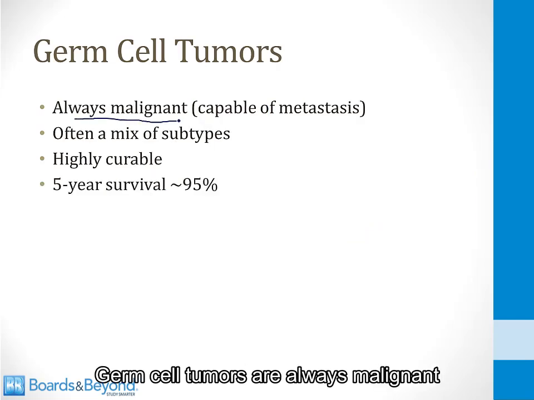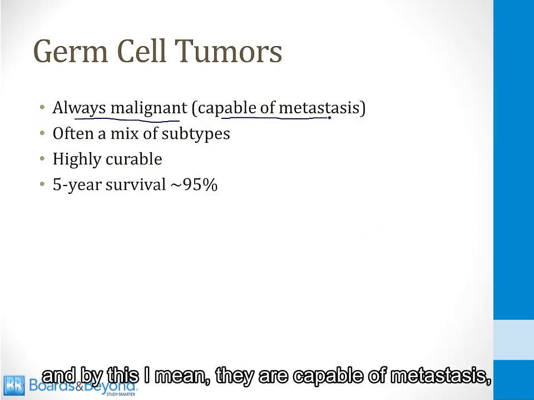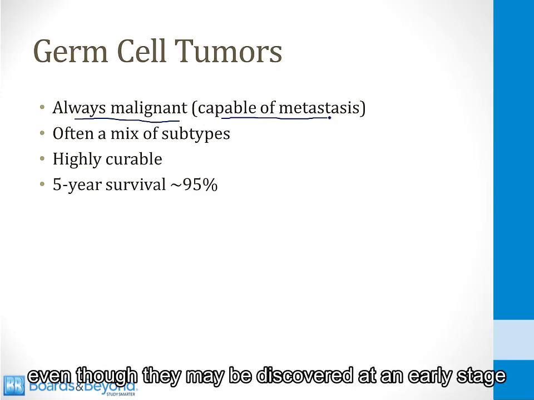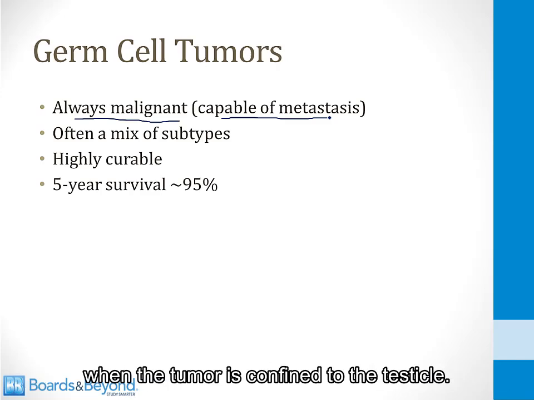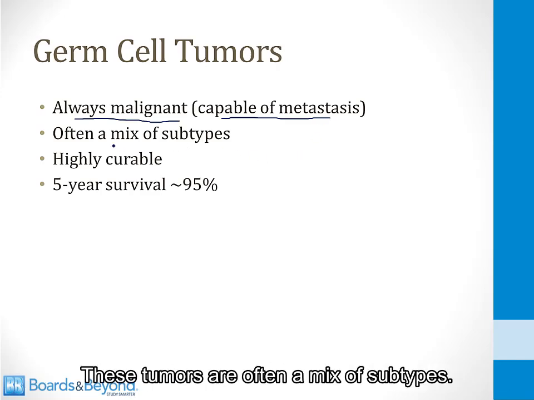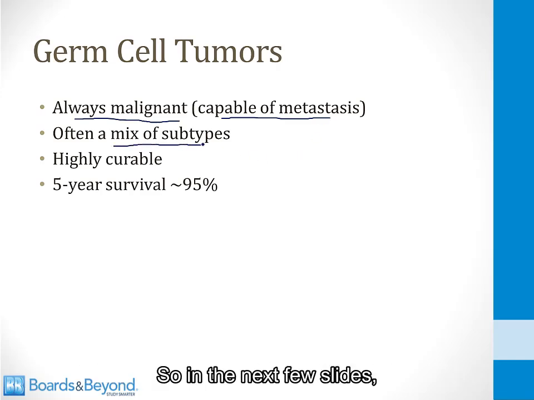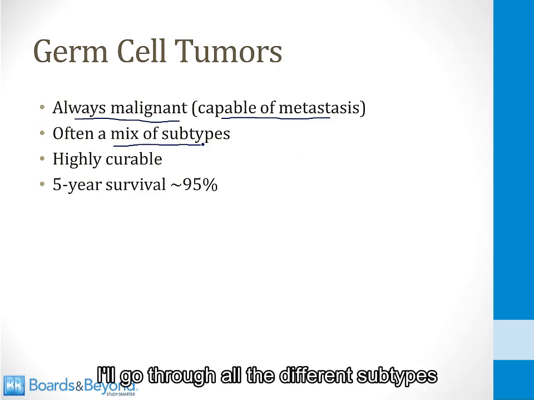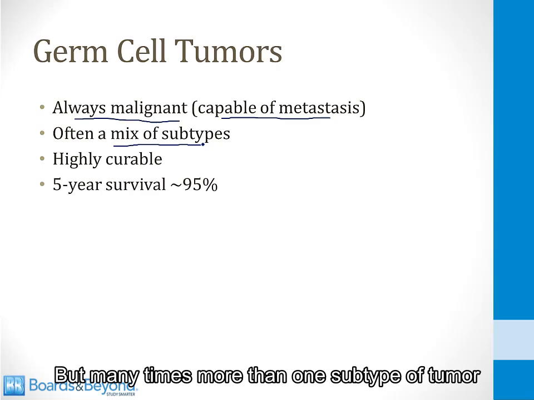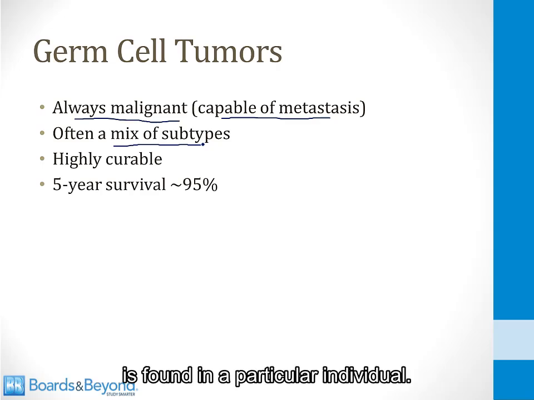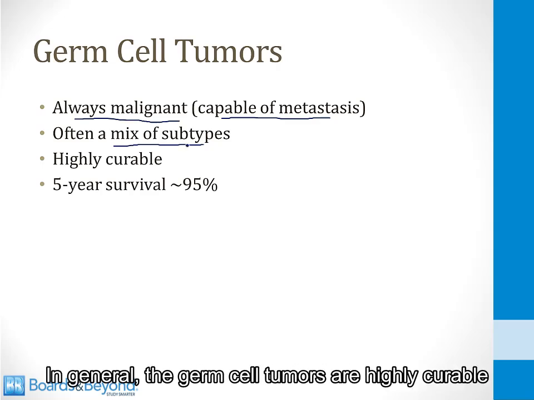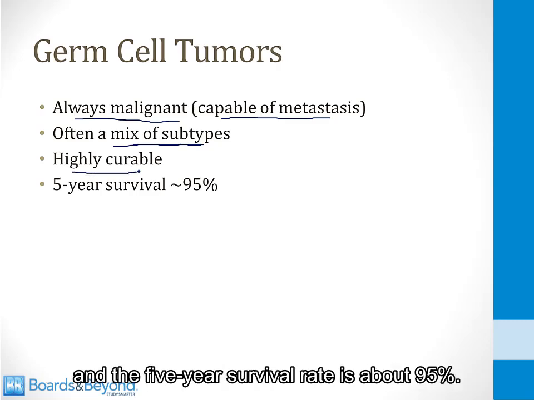Germ cell tumors are always malignant, and by this I mean they are capable of metastasis, even though they may be discovered at an early stage when the tumor is confined to the testicle. These tumors are often a mix of subtypes. So in the next few slides, I'll go through all the different subtypes of germ cell tumors, but many times more than one subtype of tumor is found in a particular individual. In general, the germ cell tumors are highly curable, and the 5-year survival rate is about 95%.